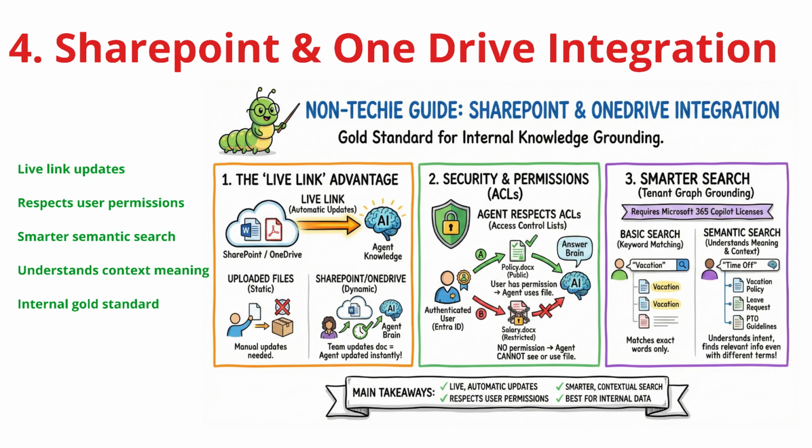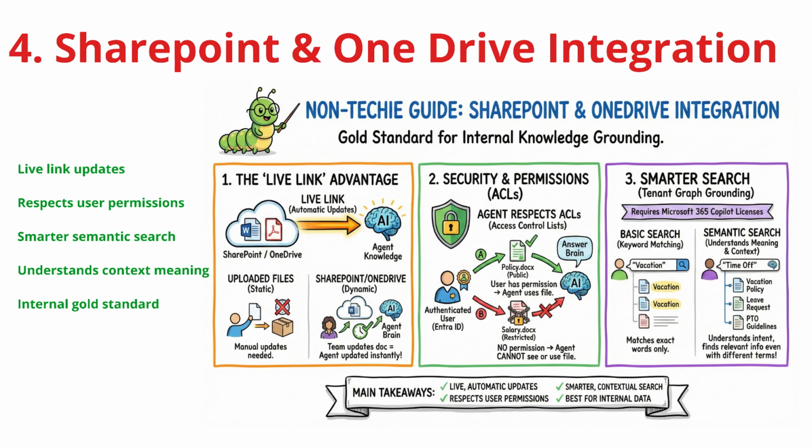Box 2 highlights a major security benefit. The agent respects existing permissions, known as ACLs. An authenticated user can only retrieve answers from documents they are authorized to see, like public policies. Restricted files like salary data remain completely blocked from the agent's responses.